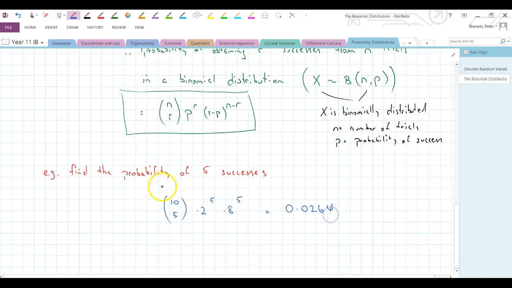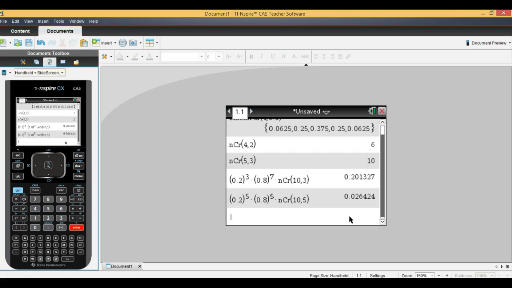0.0264. So this is, remember, the probability of exactly 5 successes, and that's only 3% if you're going to guess every question. Understandably low. Okay, we can use the calculator to do this for us, and I'll show you how that's done now. So this is the manual method, and this formula will be given to you, I'm pretty sure, in the formula booklet.